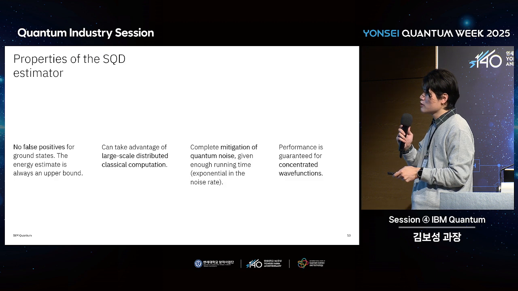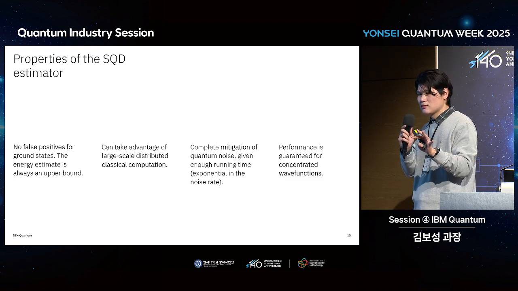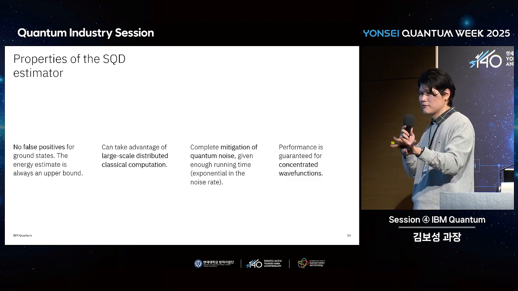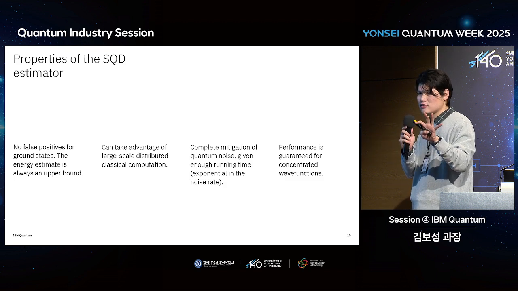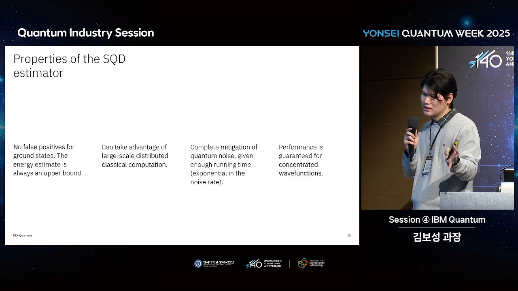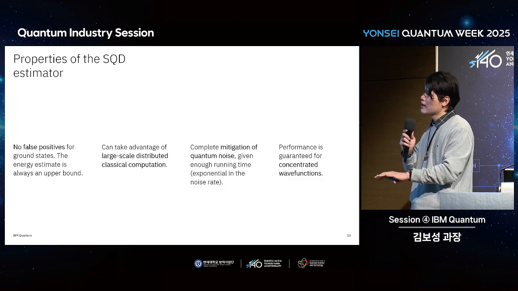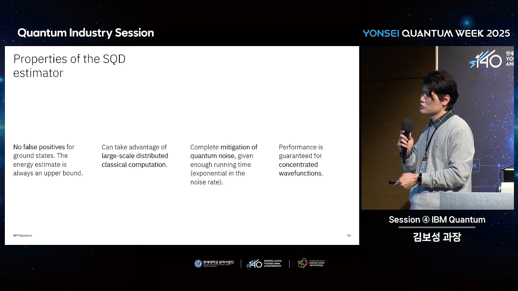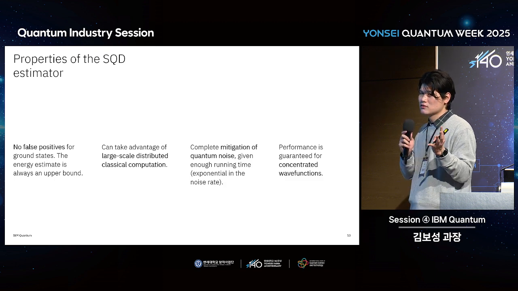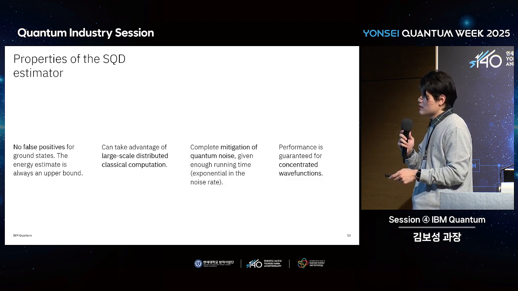And then second, we can also take advantage of large-scale distributed classical computation. Here we are subsampling from the given configuration, and then using classical resources to compute the ground state energy. We are now free to use so-called supercomputers to make this computation happen in a very small time. So this is the second takeaway.